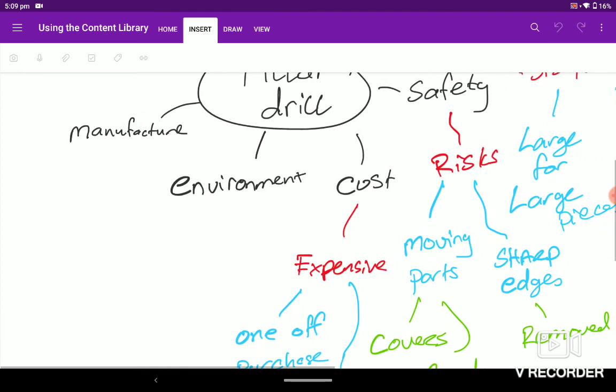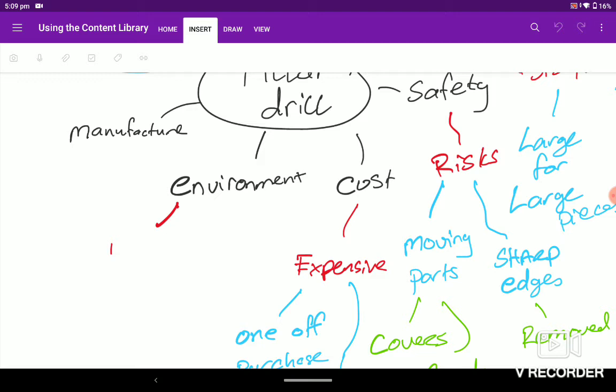So we have environment. This is for the pillar drill the whole time. The main thing with the environment is, is it recyclable? And is it energy efficient? The thing about recyclable, relating to materials, it's primarily made up of steel, which is recyclable. There's different plastic covers on it and things like that. For a pillar drill, they would be recyclable.